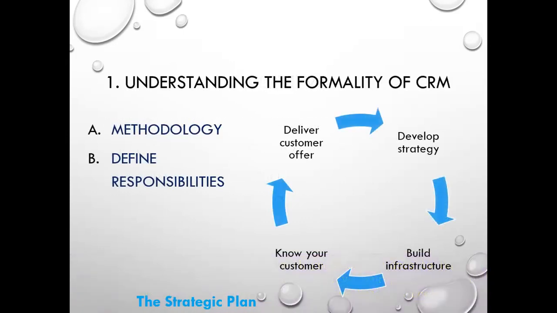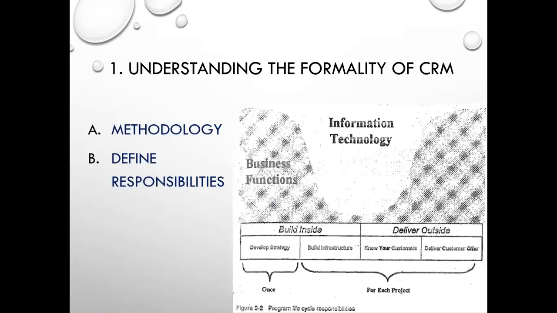This is the cycle that we already discussed in the last lecture: develop strategy, build infrastructure, know your customer, delivering customer offer. This cycle is also called the CRM program life cycle. In detail, you can see the next slide. In understanding the formality of the CRM, the first two steps are called build inside, and the third and fourth are called deliver outside.